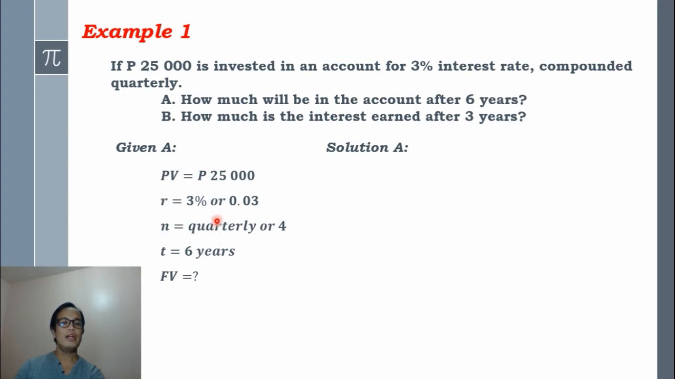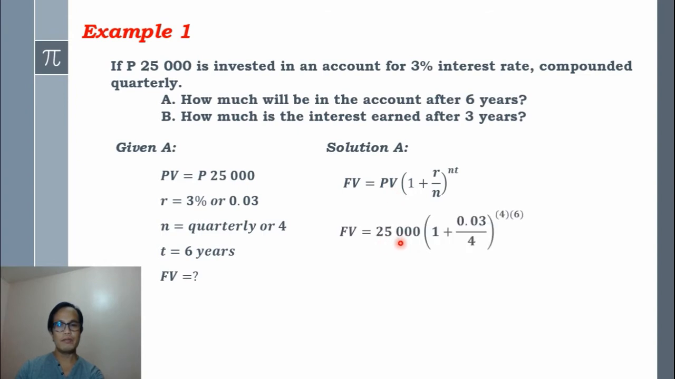So if we analyze the given, our N is quarterly, compounded quarterly. That means this is multiple compounding period, meaning we will be using the first formula: the present value times 1 plus the R over N quantity raised to NT. Our R is for the rate, N is for the number of compounding periods, and that T is the number of years. We substitute the given to the formula, so the present value is 25,000.